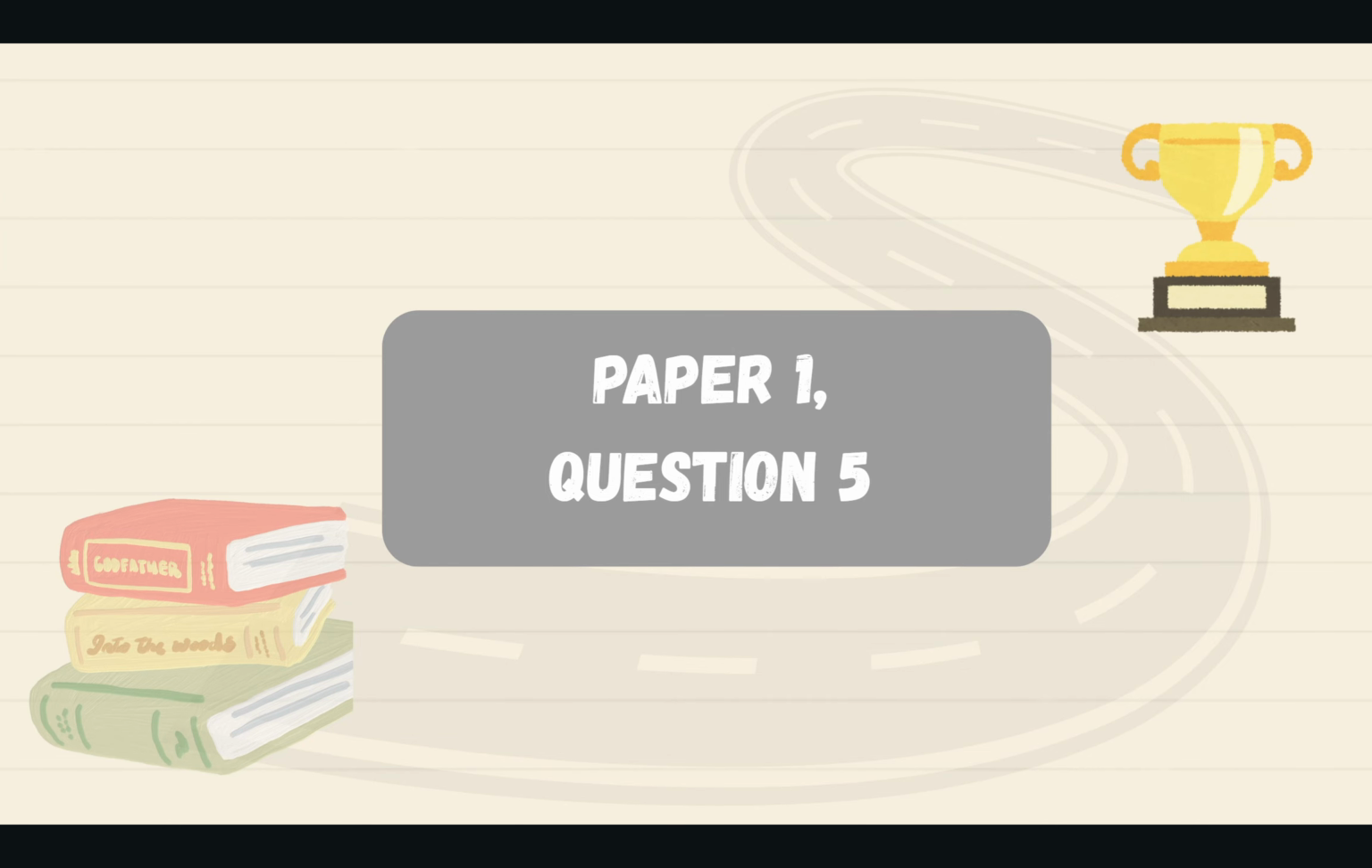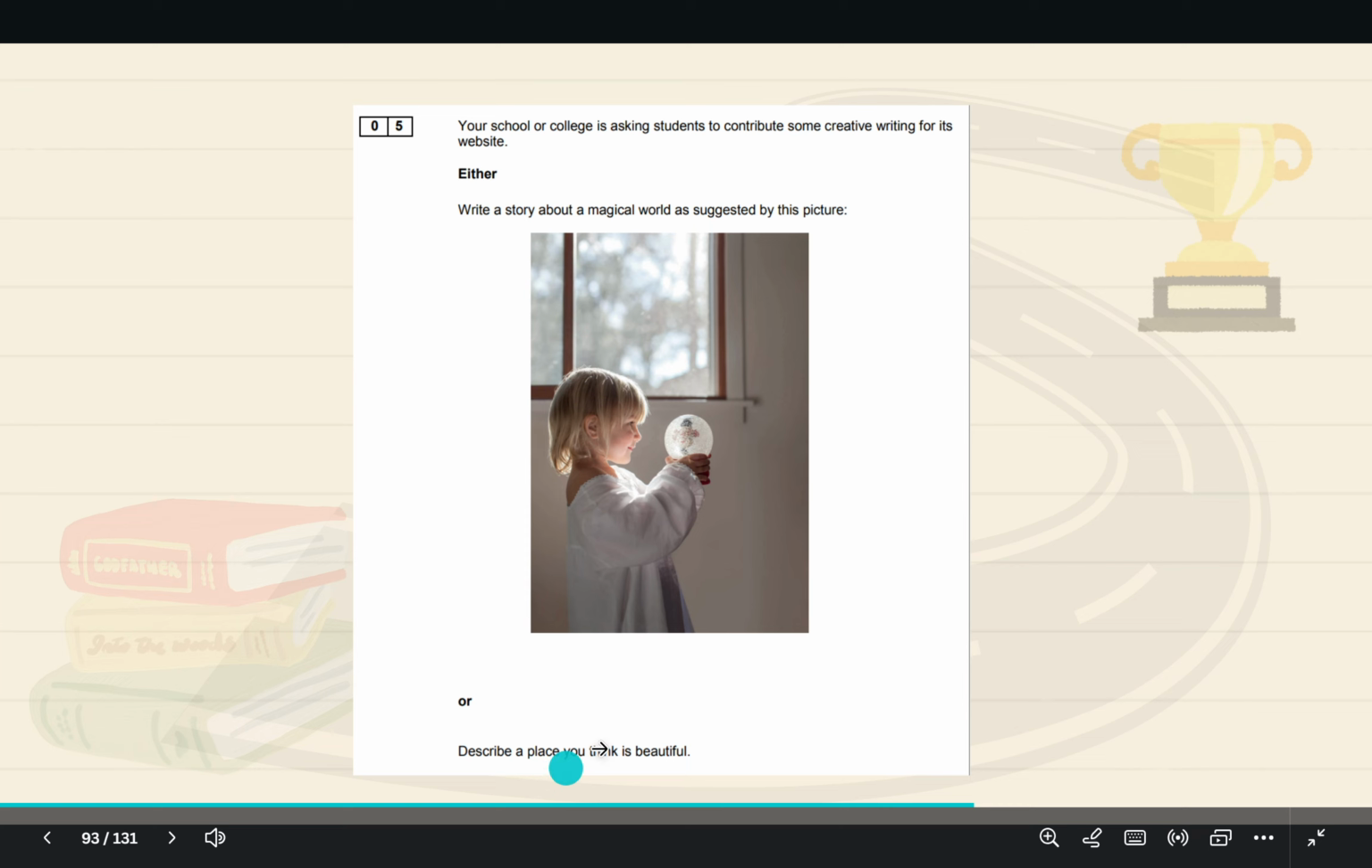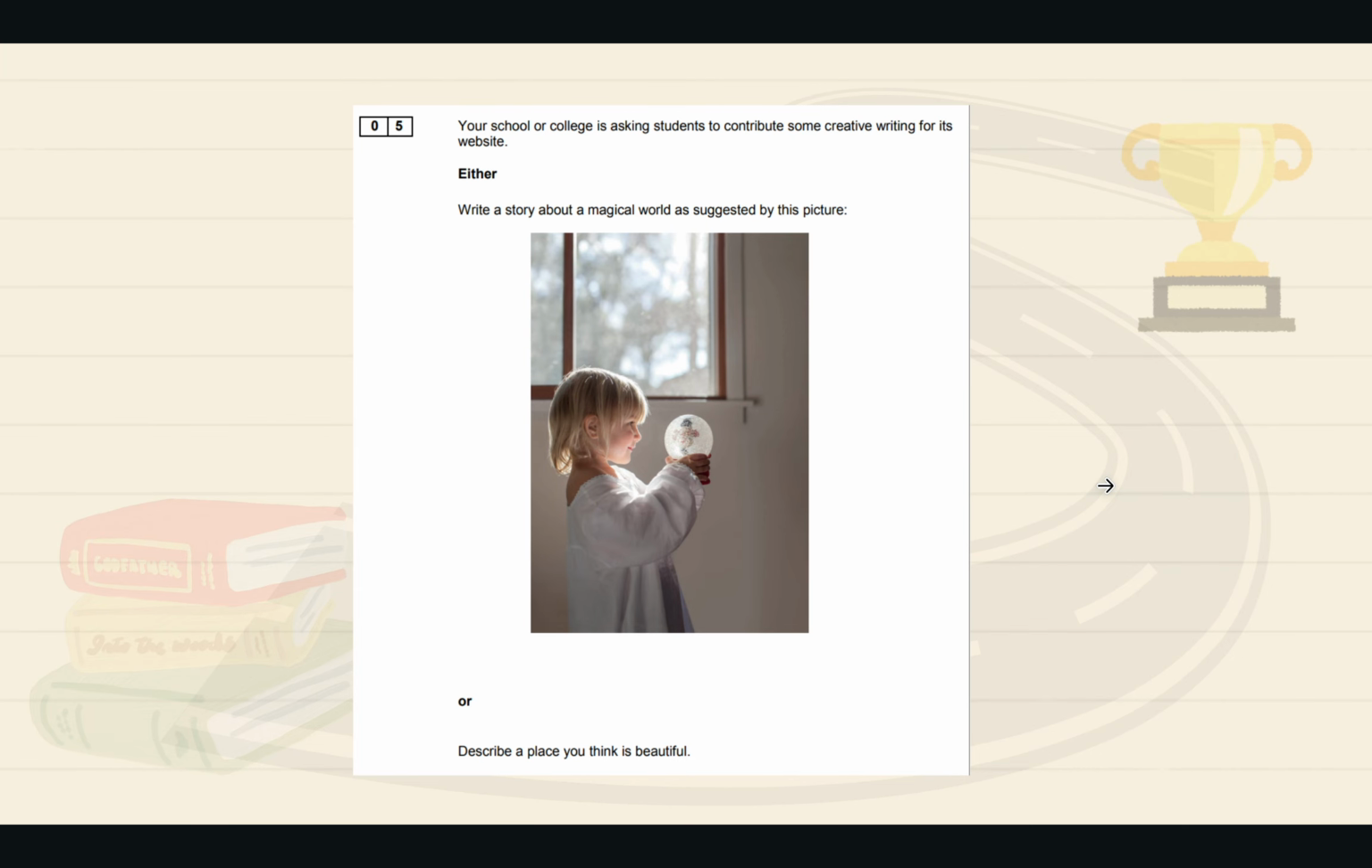Right, let's have a go at paper 1, question 5. So paper 1, question 5, you have an option of 2 questions. You can either write a story about a magical world as suggested by this picture, or you can describe a place you think is beautiful. So you can choose one. Pause the video now and have a think about which one you're going to do.